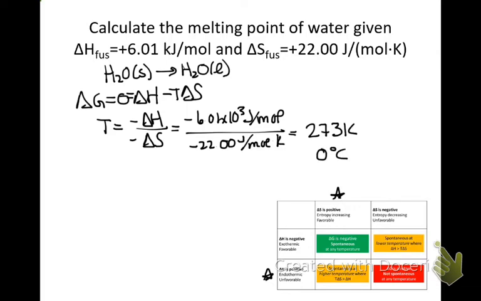So we can use the delta H and the delta S to calculate phase change temperatures as well. And so you see here we get the familiar 0 degrees Celsius.